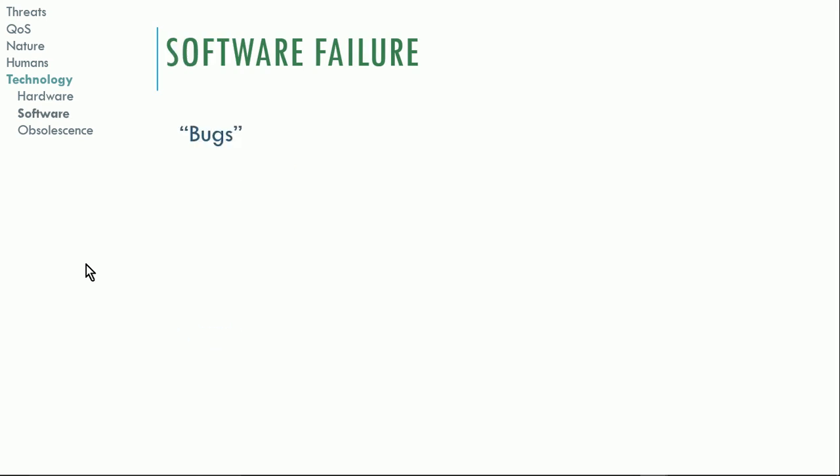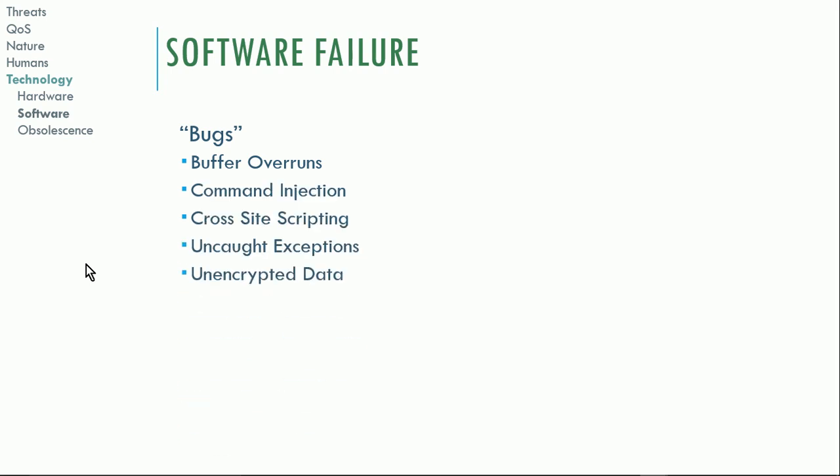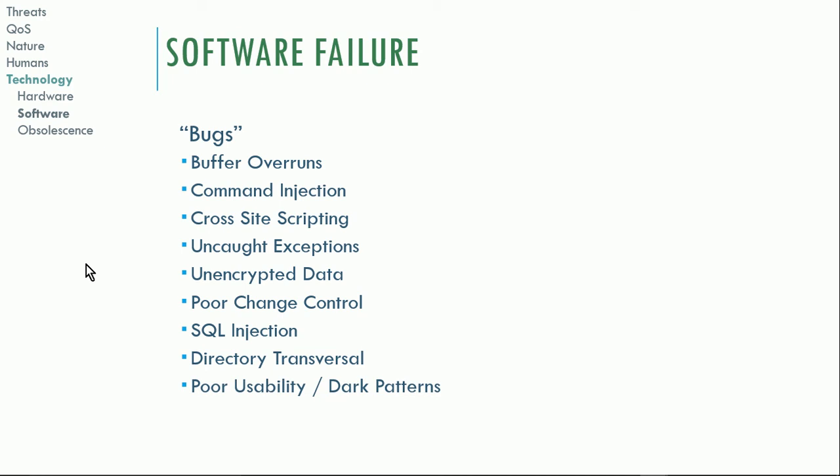All right, finally we have software failure. Second to last here. Usually referred to as bugs, right? We've all heard of software bugs. Certainly happens. And there's a lot of different vulnerabilities in software, which I'm going to talk about in much more detail later on, but buffer overruns is one, command injection, cross-site scripting, uncaught exceptions, unencrypted data, poor change control, SQL injection attacks. There's all kinds of attacks that can happen.